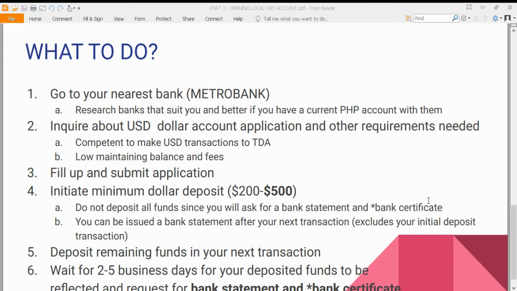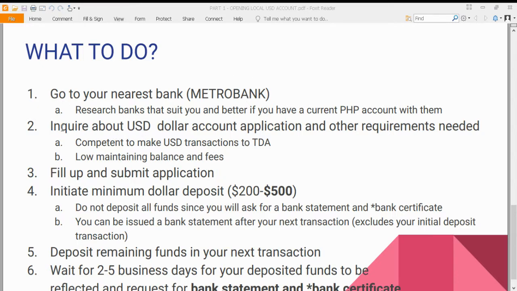So what to do? The first step is to go to your nearest bank. In my case, I chose Metro Bank. Another step that I would like to highlight here is to research the banks that suit you, and better if you have a current Philippine peso account with them for extra credibility. So that's my situation in Metrobank.